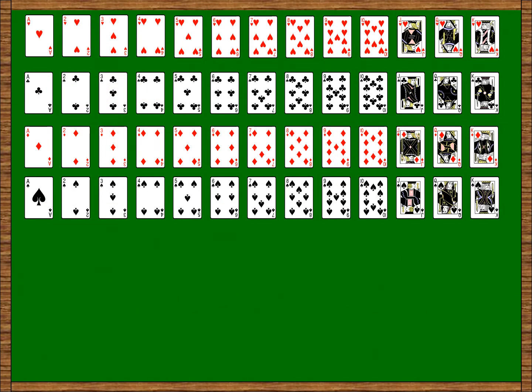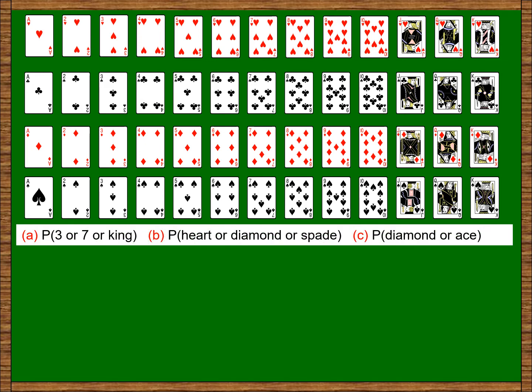To illustrate this a bit better, let's look at 3 questions, again based on the deck of cards. Question A, the probability of getting a 3 or a 7 or a king with picking 1 card. B, the probability of getting a heart or a diamond or a spade. And C, the probability of getting a diamond or an ace, which we'll use to highlight the problem of events that are not mutually exclusive when we get there. Starting with A.